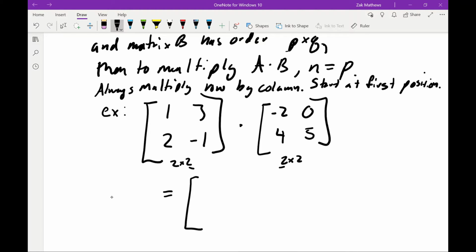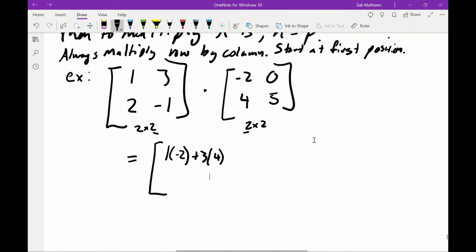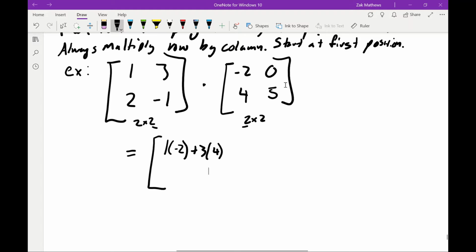So I'm going to take 1, multiply it times negative 2. And I'm going to add to that the 3 times the 4. First row by first column. First position, second position, second position. That finishes that first cell. I've not multiplied the first row by the second column yet. So I'm going to go over to the first row, second column. I have 1 times 0. I'm going to add to that 3 times the 5. First row, second column.